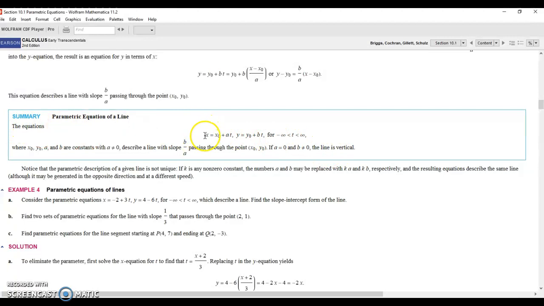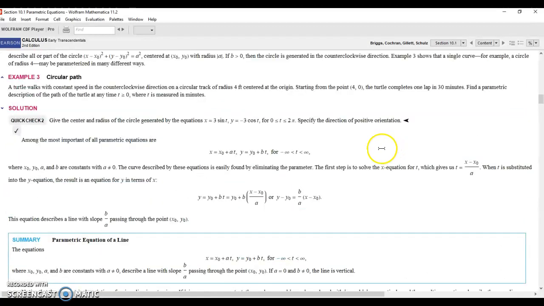For a line, the equation is going to look like x is x0 plus at and y is y0 plus bt, where x0, y0 is a point on the line and b over a is the slope. Note, things can get a little weird, of course, with vertical and horizontal lines, but this works for most lines.